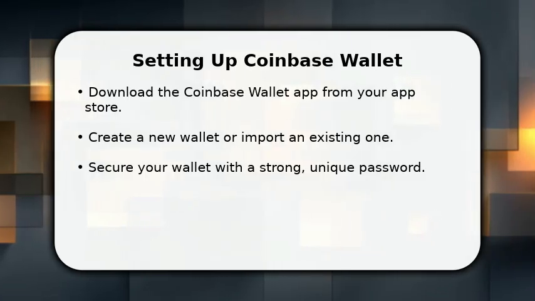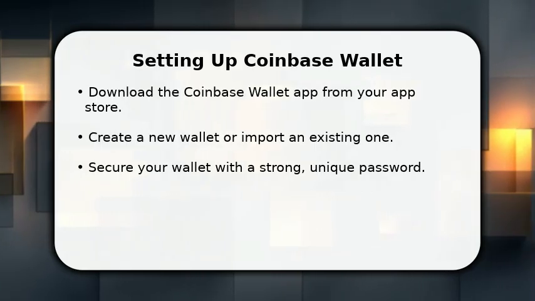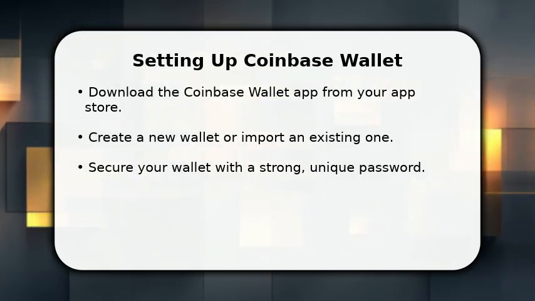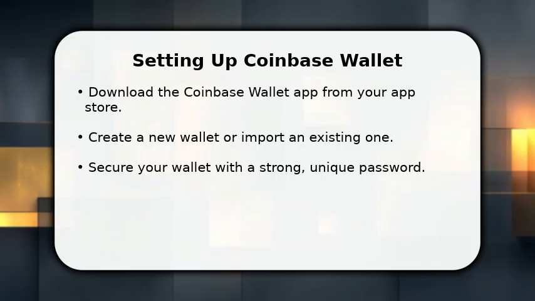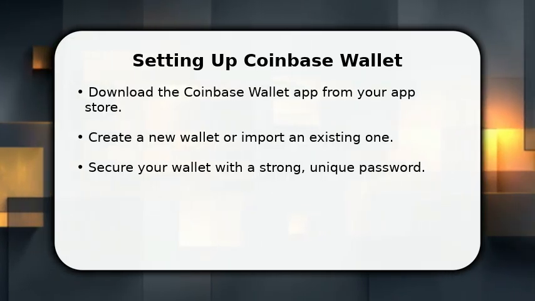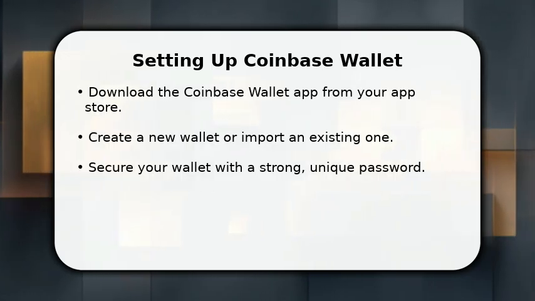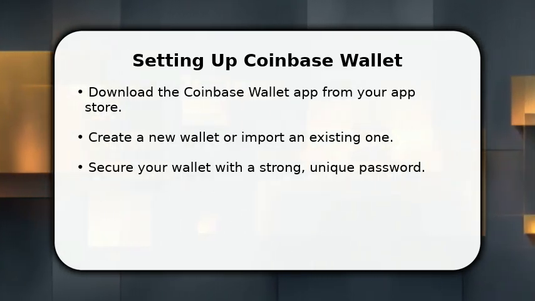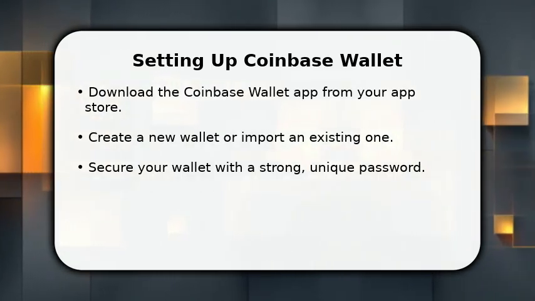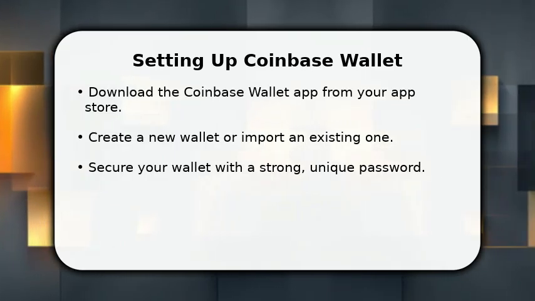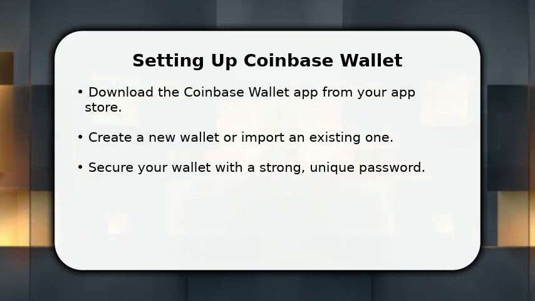In this video, I will explain how to set up a wallet in Coinbase. First, download the Coinbase Wallet app from your device's app store. Once installed, open the app and choose to create a new wallet. You'll then set up a strong, unique password to protect your funds. Remember, this password is crucial for accessing your wallet, so keep it secure and memorable.